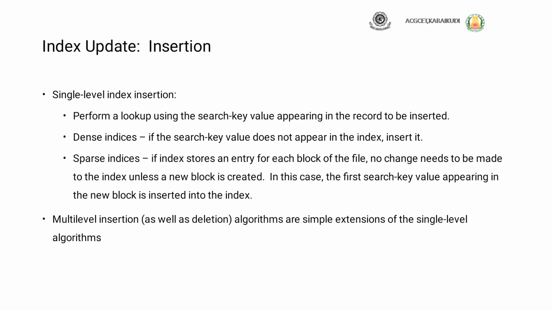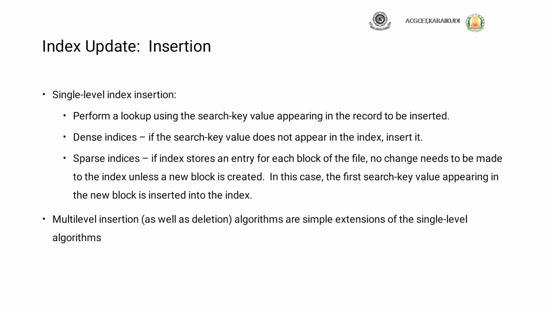We know that there are two types of indexing, single level index and multi-level index. In single level indexing, there are three types of indexing methods: primary indexing, clustering index, and secondary index. And in multi-level indexing, we will see the B-tree and B+Trees.